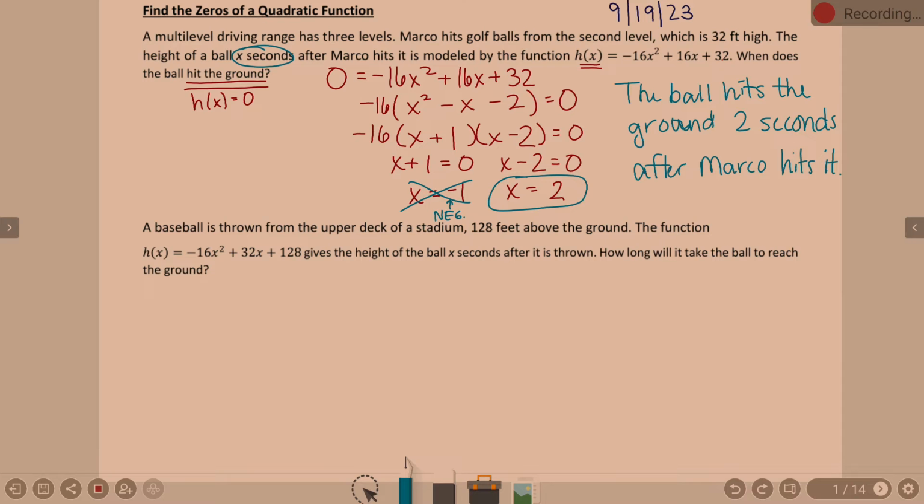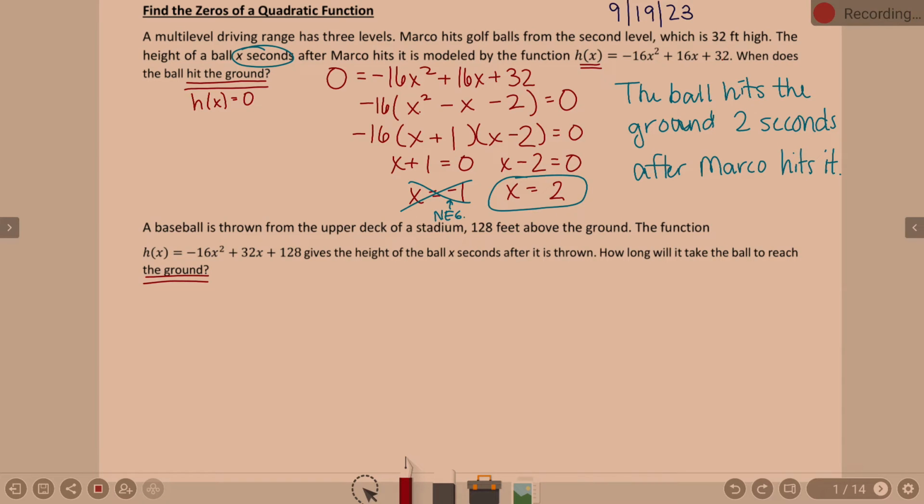Okay. A baseball is thrown from the upper deck of a stadium 128 feet above the ground. The function h of x gives the height of the ball x seconds after it was thrown. How long will it take the ball to reach the ground? What do we notice? The question is, when does the ball reach the ground?